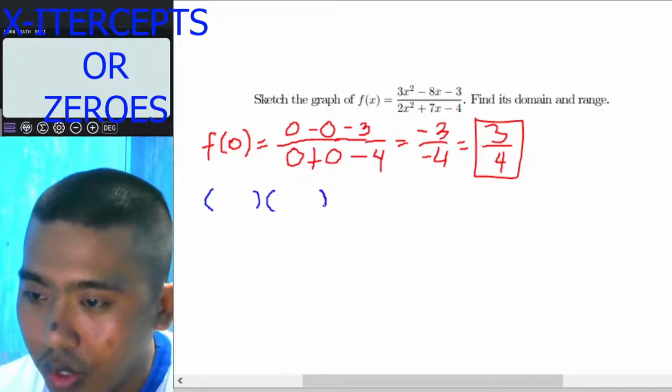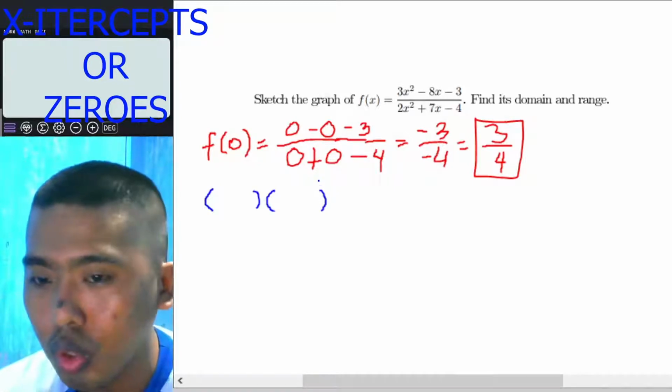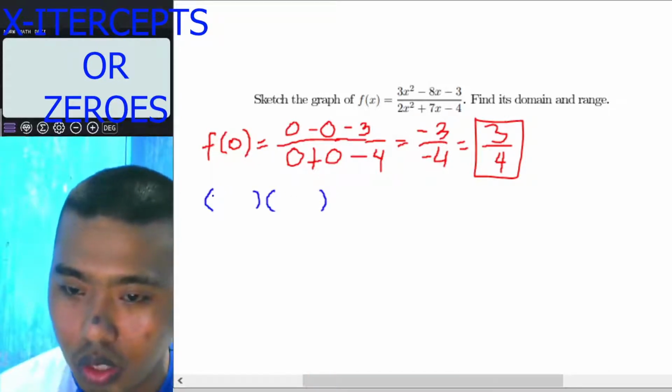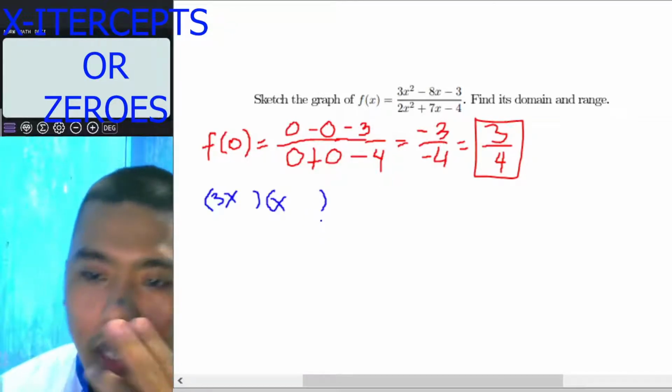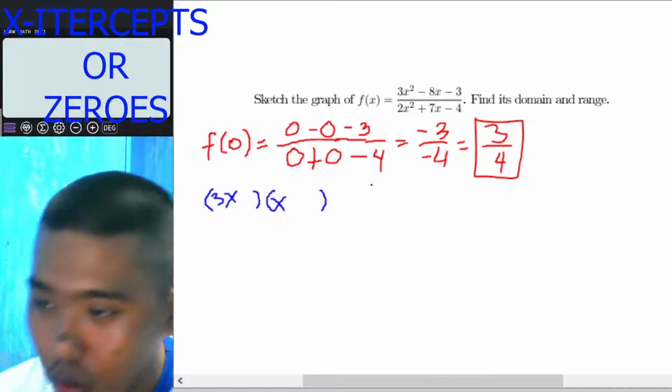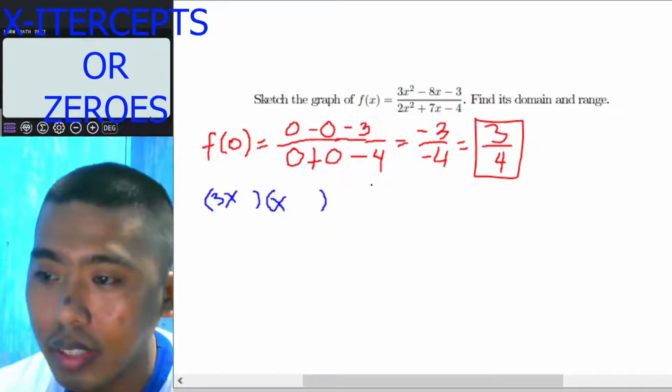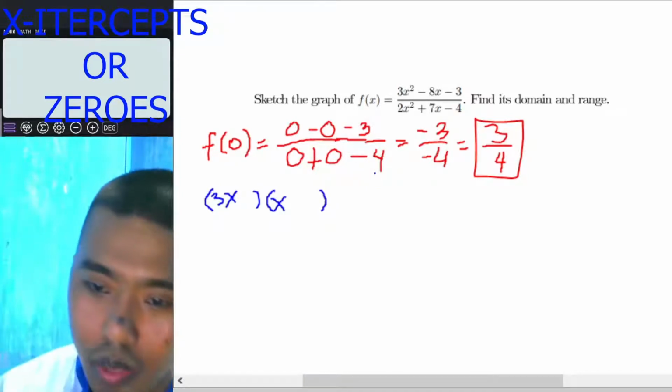You can check your first term, 3x squared. So what are the two numbers or variables that we can multiply that become 3x squared? Of course, it should be 3x and then x. So 3x times x, that will become 3x squared. Now look at your last term, negative 3. Then what are those numbers that you can multiply that would become negative 3? That would be positive 1 and negative 3, and that would be negative 1 and positive 3.